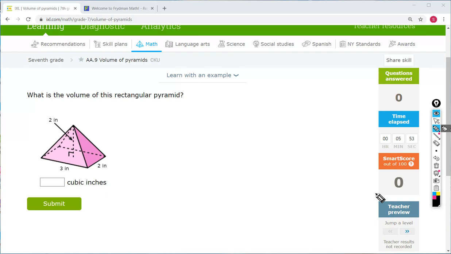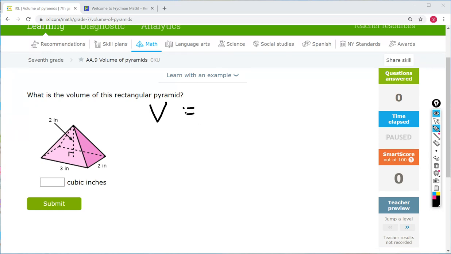So we're going to use our formula. The volume of a pyramid now, not a prism, is equal to the area of the base times the height divided by 3. Okay, so let's plug in what we know. The area of the base, well, we can see over here that the base is a rectangle, and we know how to find the area of a rectangle. It's just the length times the width.